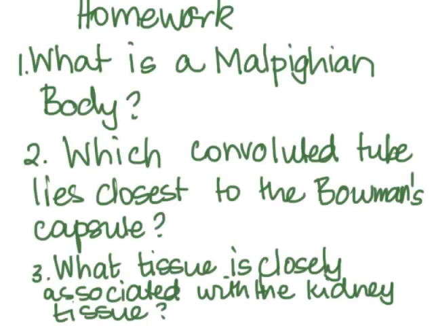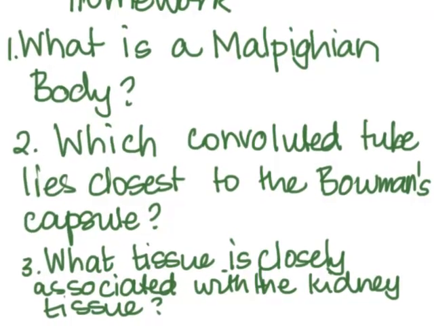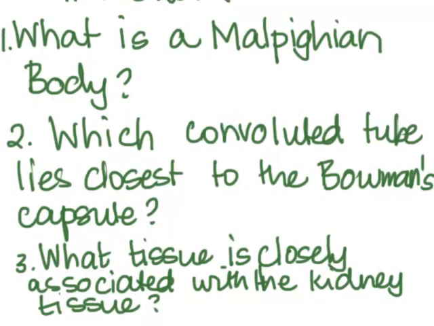Homework questions, grade 11s. Number 1, what is a Malpighian body? Number 2, which convoluted tube lies closest to the Bowman's capsule? Number 3, what tissue is closely associated with the kidney tissue?